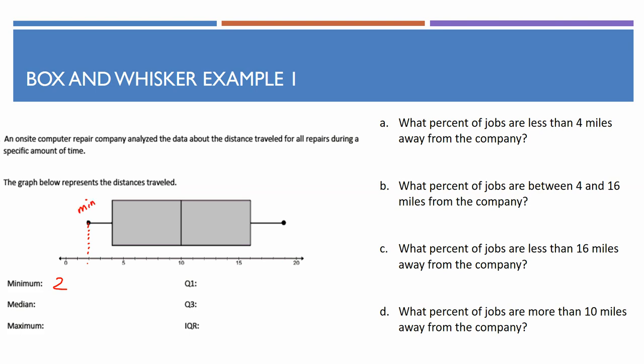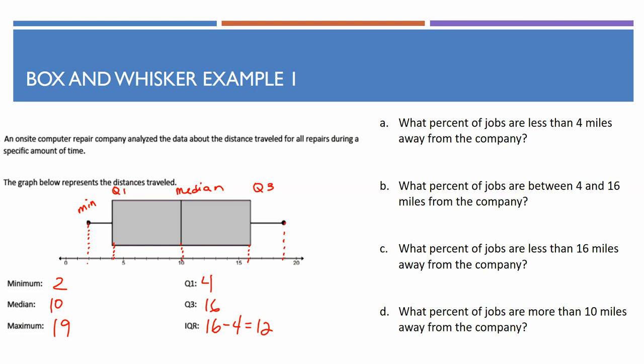Q1 is the bottom part of the box, so that's at 4. The median is always in the middle of the box, so that's at 10. Q3 is the top part of the box. That's 16. And then the maximum is at 19. Make sense? So it's important to read off those numbers first. And then if we want to find the interquartile range, that's Q3 minus Q1. So the interquartile range there would be 12.